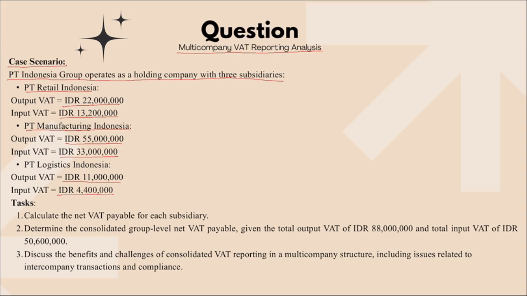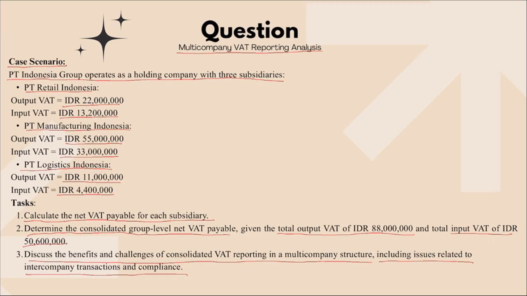The tasks are, first, calculate the net VAT payable for each subsidiary. Second, determine the consolidated group level net VAT payable given the total output VAT of 88 million and total input VAT of 50 million 600. Last, discuss the benefits and challenges of consolidated VAT reporting in a multi-company structure, including issues related to intercompany transactions and compliance. Let's answer and explain one by one.